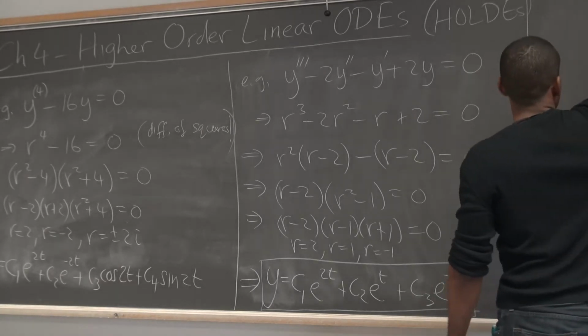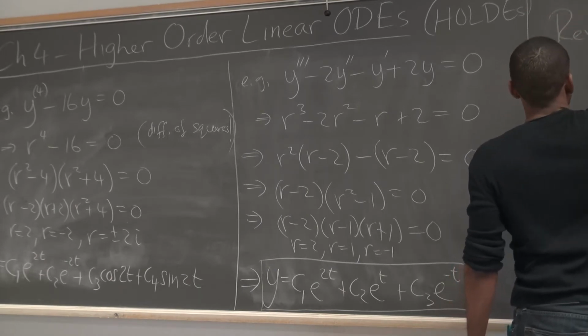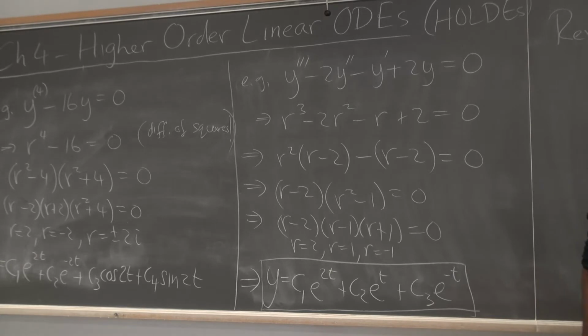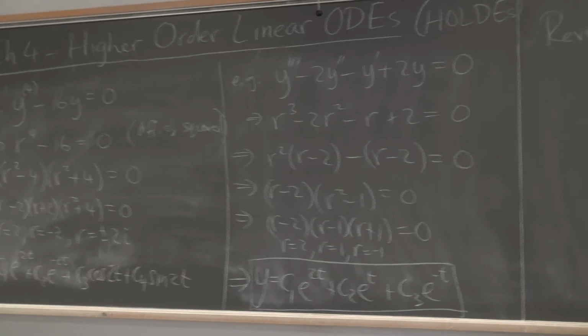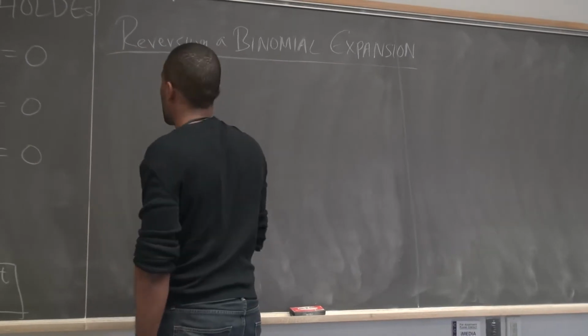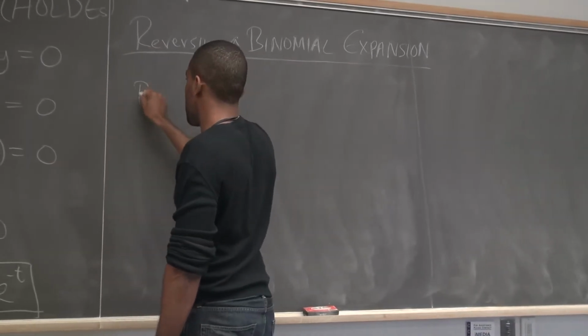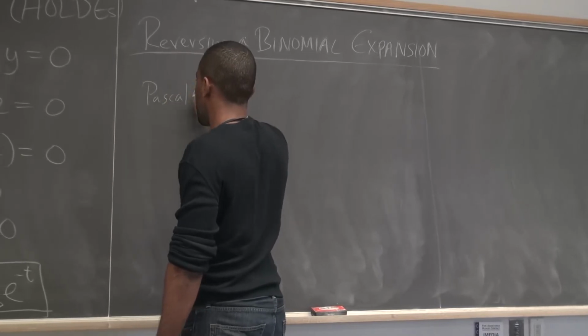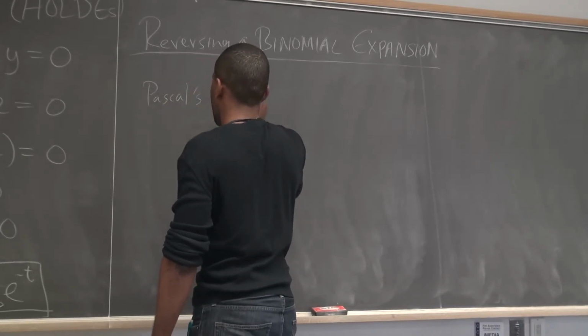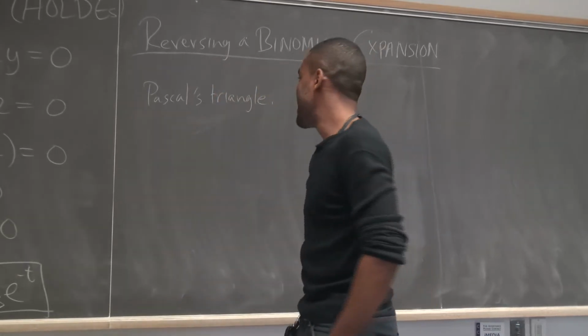Another case that comes in handy a lot of the time is reversing a binomial expansion. There are a couple of ways you can think of this. Just to remind you, remember something called Pascal's triangle? Nope. No. Oh yeah, tell me now.